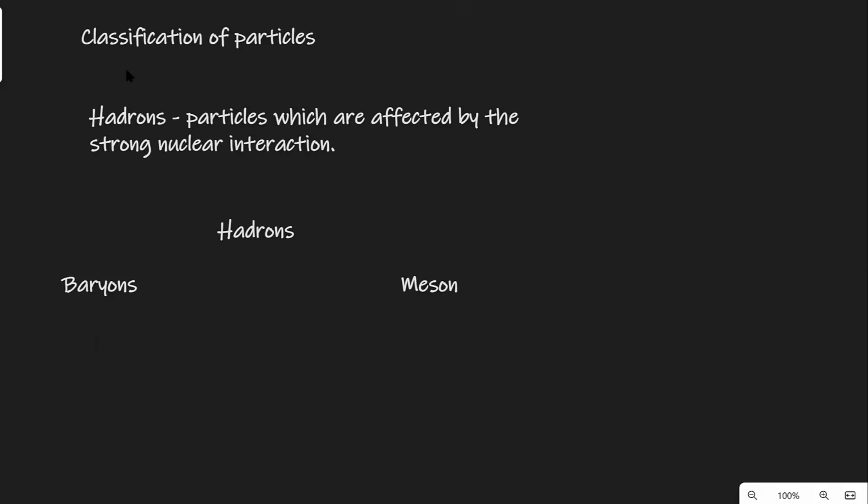As particle physics progressed, we discovered hundreds of thousands of subatomic particles. We needed a way to actually classify them via the standard model. Let's have a look at some of the basic terminology and classification of particles. First of all, we need to know that hadrons are particles which are affected by the strong nuclear interaction. They can be split into baryons. Now, a baryon is just a hadron with 3 quarks, and a meson typically has a quark and antiquark, as we're going to explain later on.